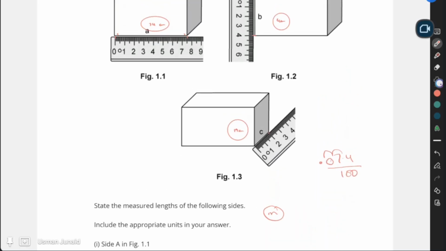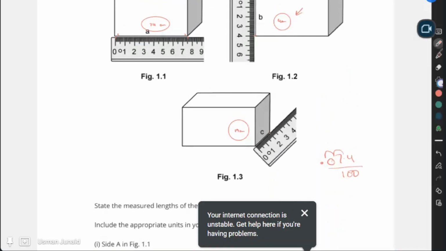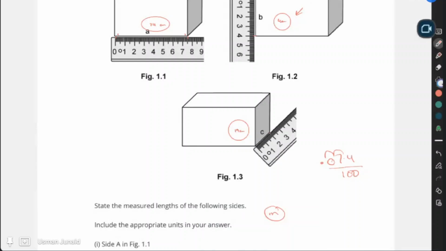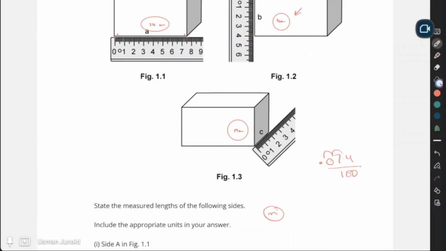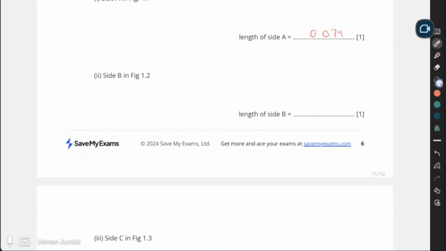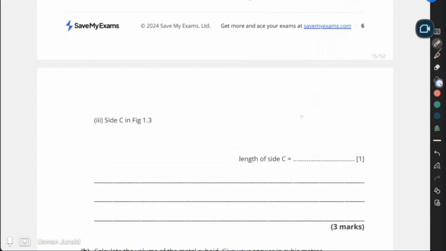So what will the value in meters be for 4 centimeters? 0.04. Exactly. And when you're talking about 1.9 centimeters, how much will the value be? 0.019. 0.019 meters.